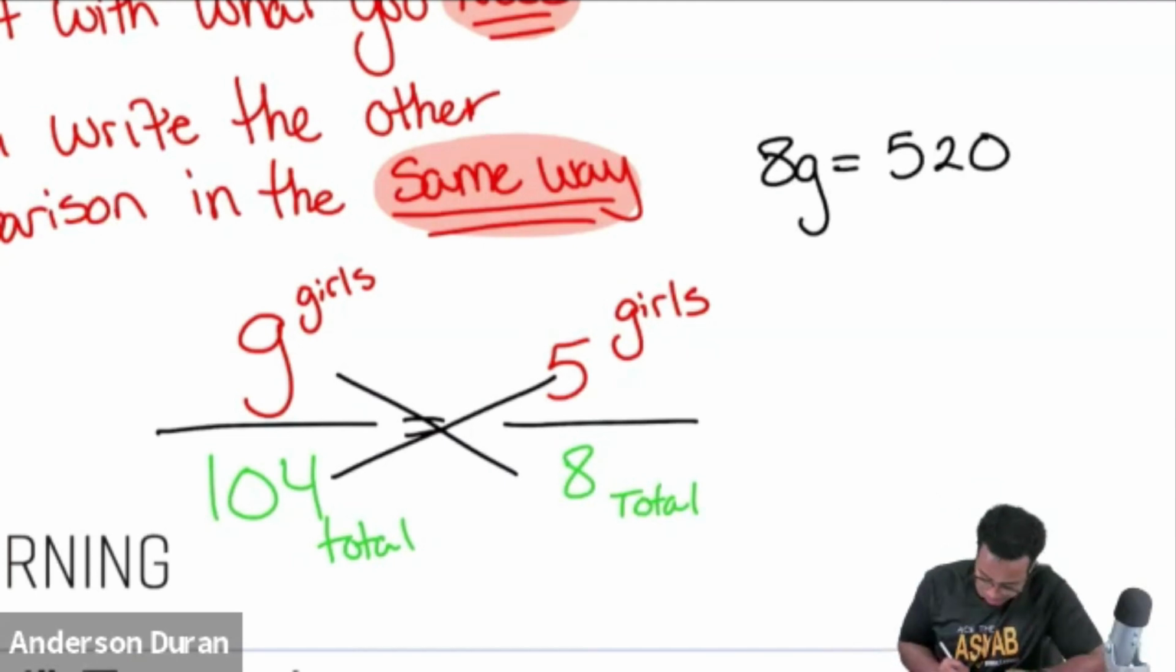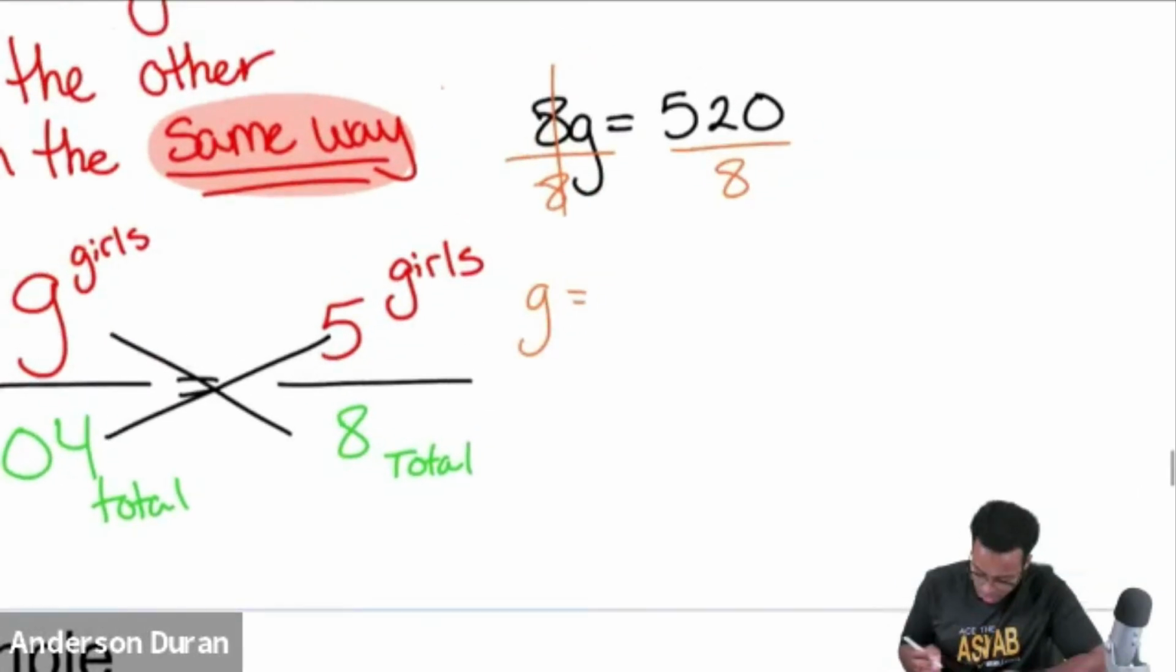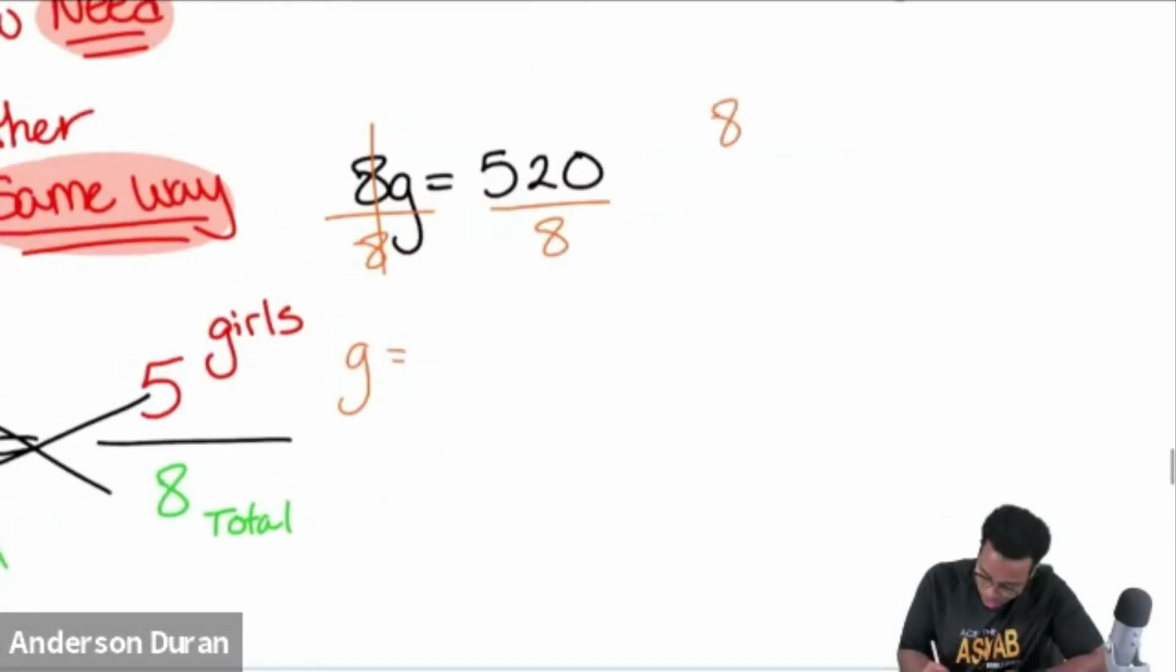And then lastly, we'll divide both sides by 8. And boom, we get G equals what? Okay, let's go ahead and actually do our math here. We can do 8 going into 520. 8 goes into 52. That's going to be 6 times.